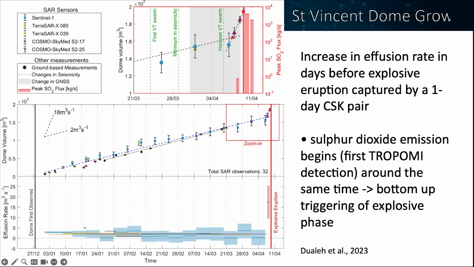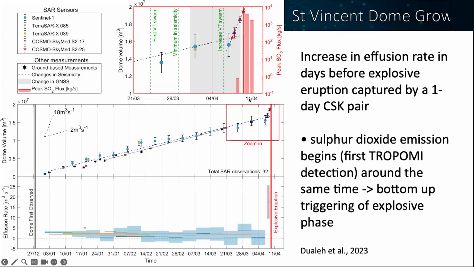And what we saw was that the rate of effusion was relatively constant. It was pretty steady through this whole period here. And then right before the eruption, that's this inset up here, we had an increase in rate of almost an order of magnitude. And that gives you some indication that this explosion was a bottom-up led event rather than triggered by the collapse of the dome at the surface. And actually that is consistent with what was retrieved from the TROPOMI measurements, which was a very small indication of some degassing which started before the eruption actually took place.